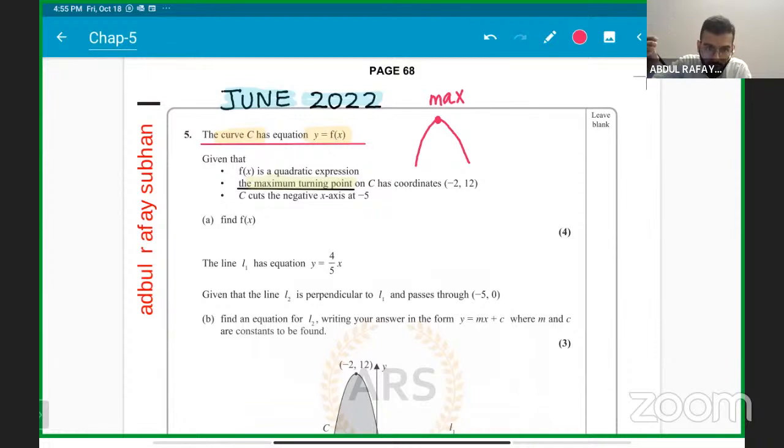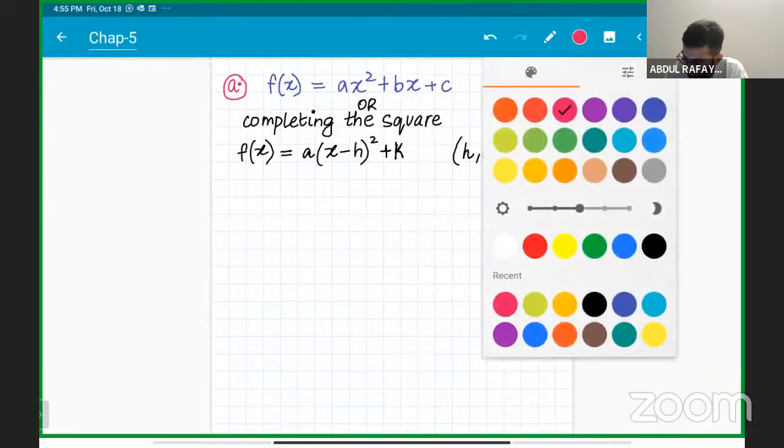So students should clearly know that if it's a maximum turning point, the a value, the coefficient of x squared, will 100% be less than 0, which means that, sir, a is negative. A will be less than 0. Is everyone getting it, students? Clear? People got it? Let me know. Anyone have questions, doubts? A will be negative because a is less than 0.